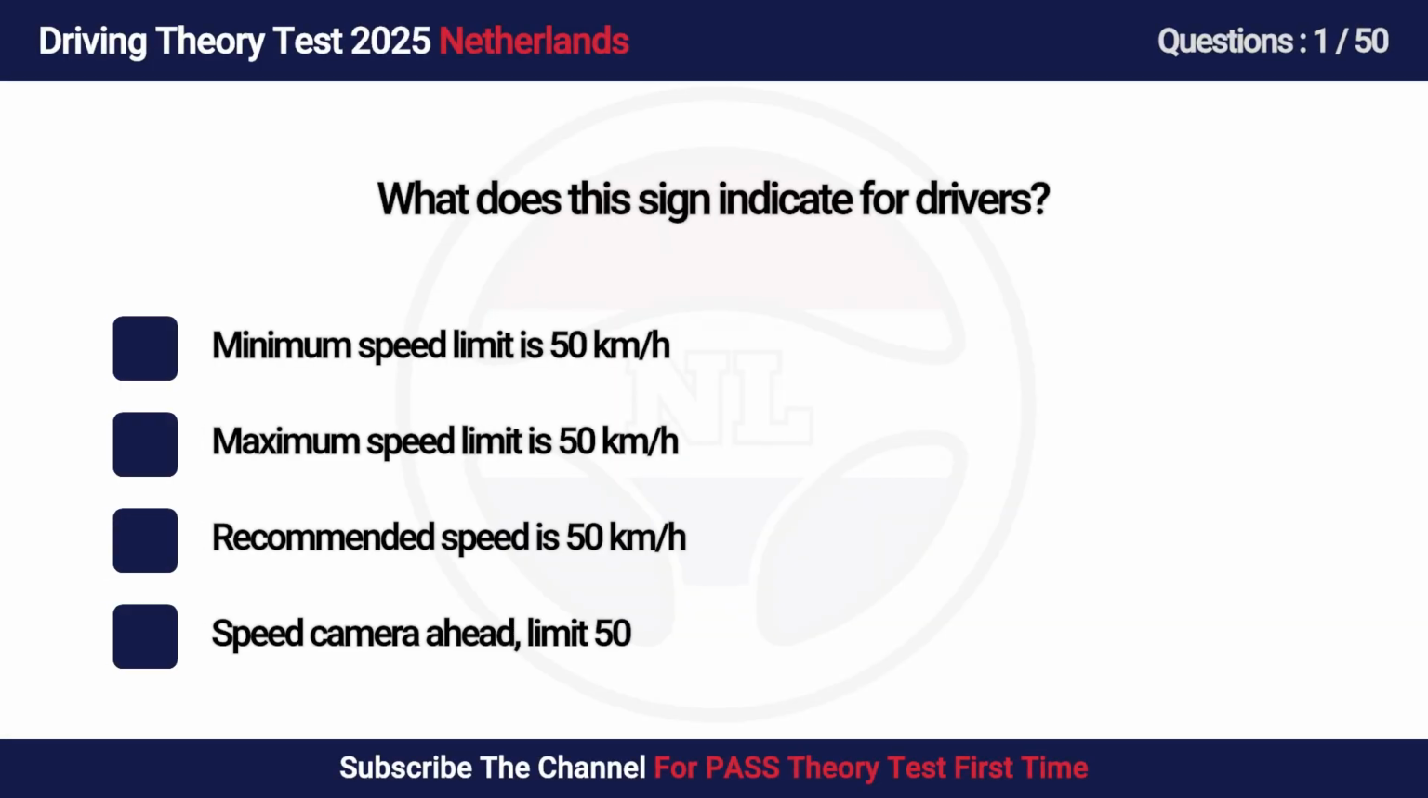Question 1. What does this sign indicate for drivers? A. Minimum speed limit is 50 km per hour. B. Maximum speed limit is 50 km per hour. C. Recommended speed is 50 km per hour. D. Speed camera ahead, limit 50.